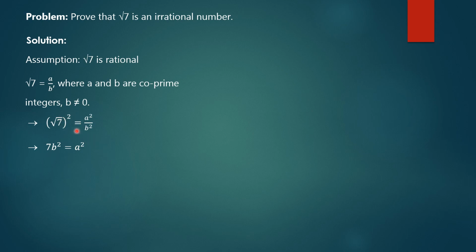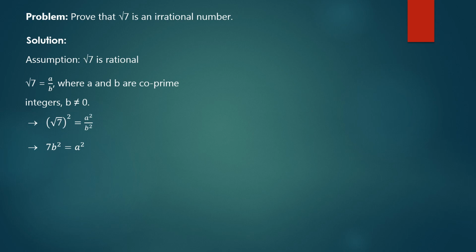If you go for cross multiplication, this b square will go to the left side and multiply. 7b square is equal to a square. That means a square we have written as 7 into something.